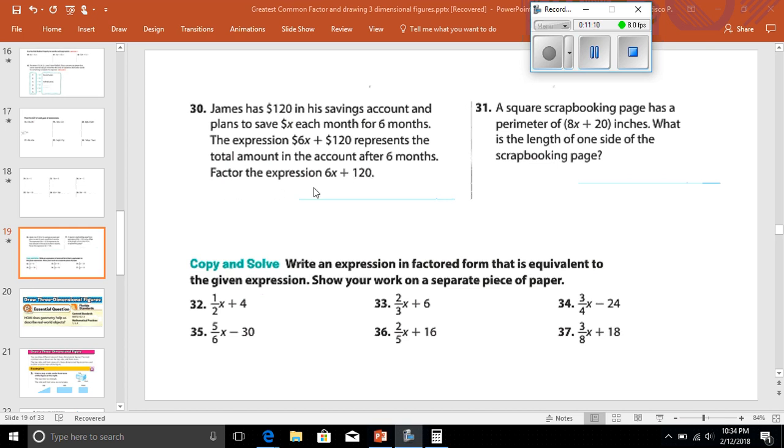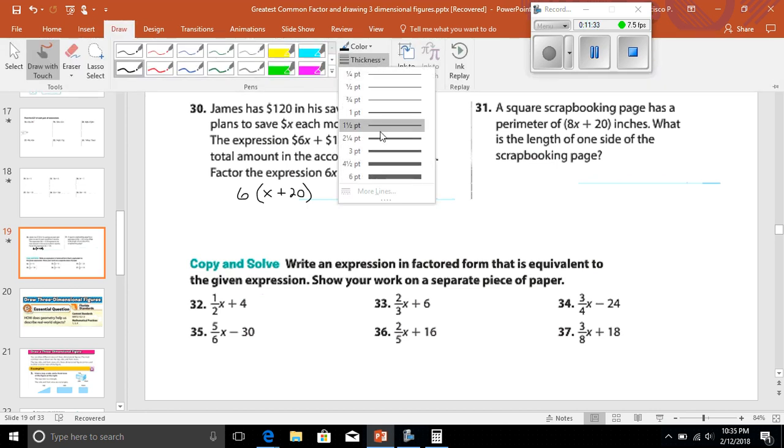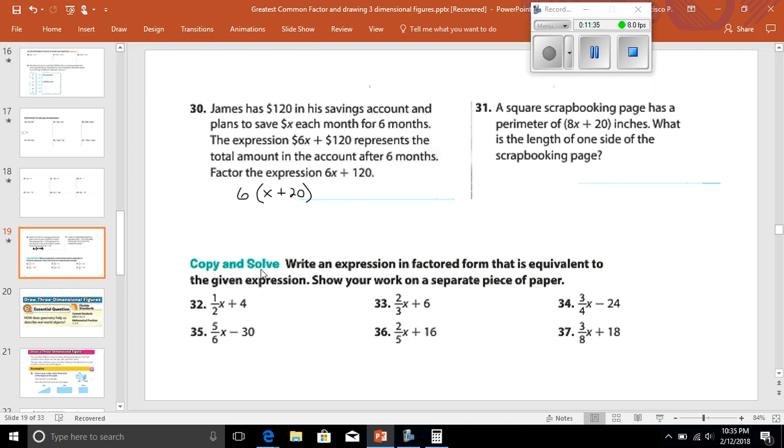And if we do that, well, we know that 6 goes into 12 twice, so it will go into 120 20 times. So we can say that 6 times x plus 20 will be our term factored out. And we're going to just make this a little thicker for the next one. Number 32. Number 32 says, write an expression in factored form that is equivalent to the given expression. Show your work on a separate piece of paper.